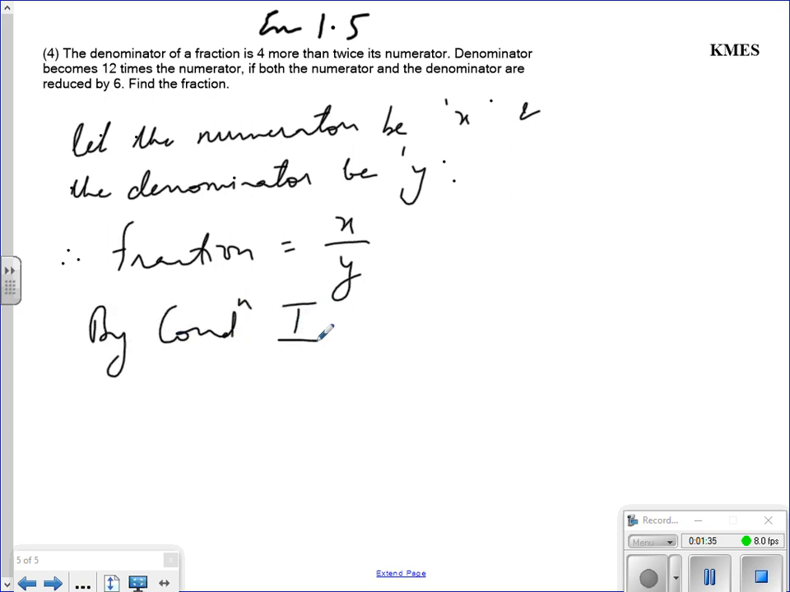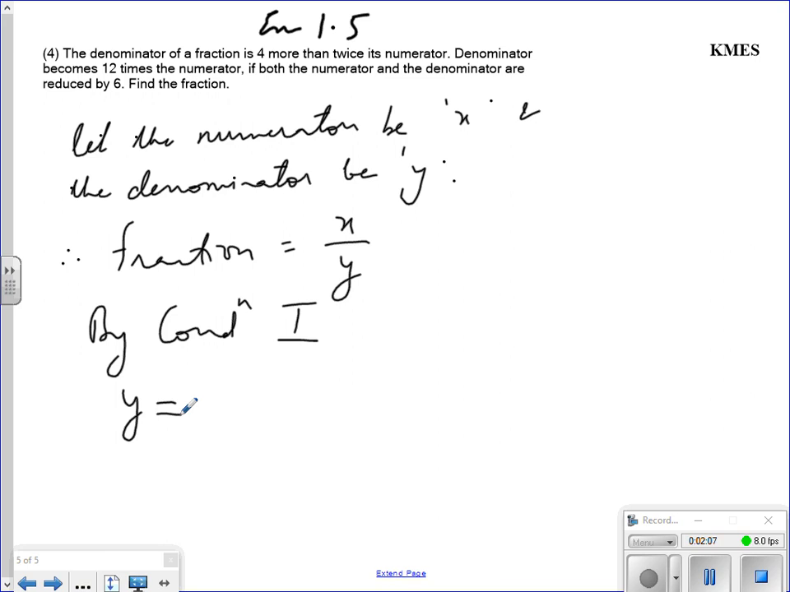So what is our first condition? The denominator of a fraction is 4 more than twice its numerator. Now the denominator of a fraction we have written as y. So y is equal to 4 more than twice its numerator. 4 more means we have to add 4 to twice the numerator.